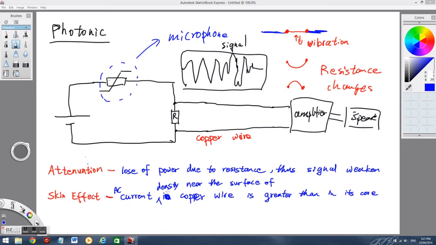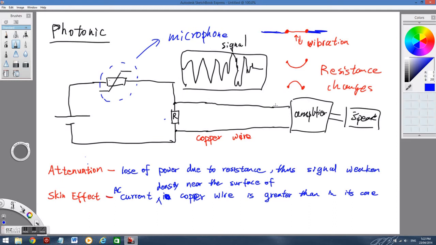The current density near the surface of the copper wire is higher than the current density in the core. So the other word is, what's happening is the signal on this end, after it travels to the other side, will be different. It will be due to this effect. And then again, we cannot hear a clear sound. Of course, this is just background knowledge.